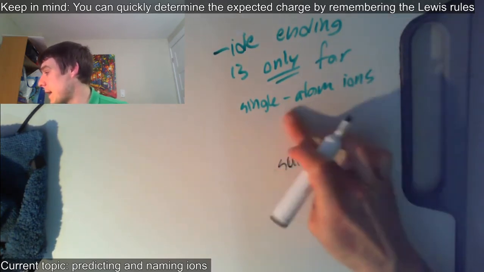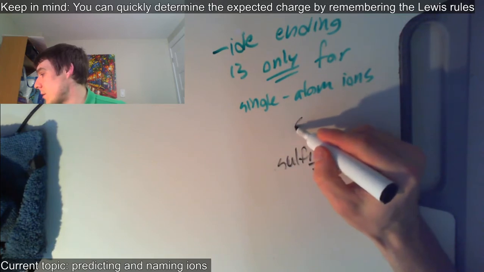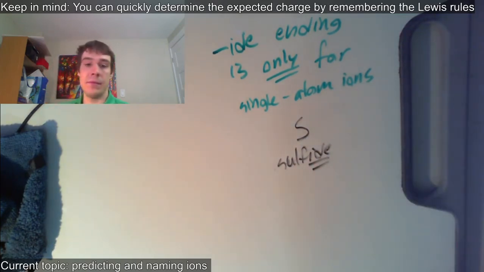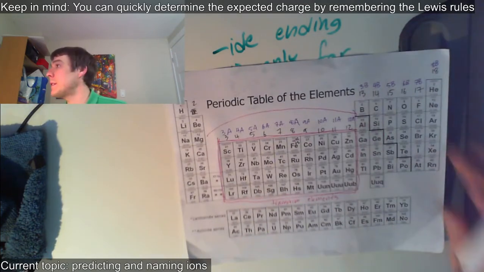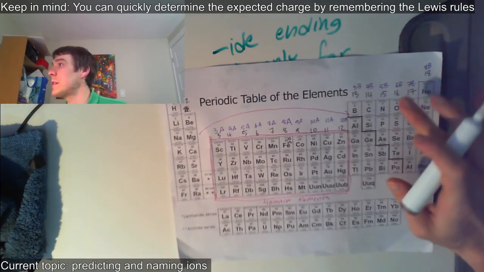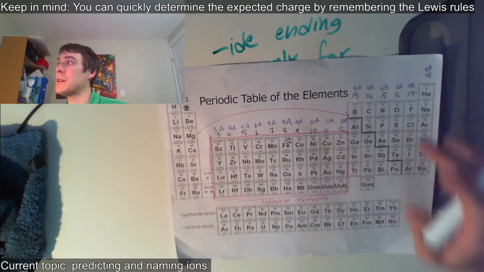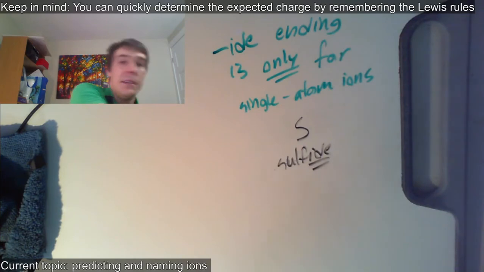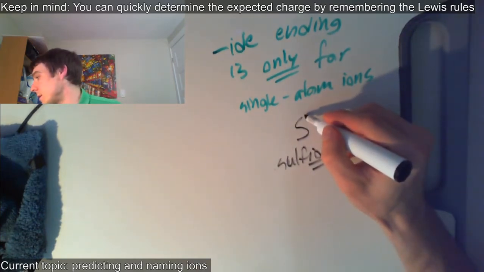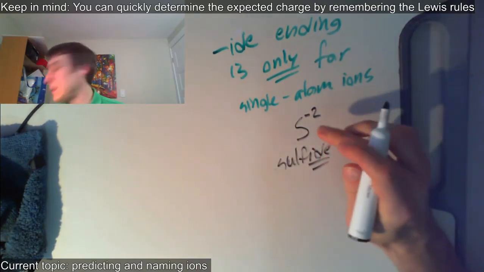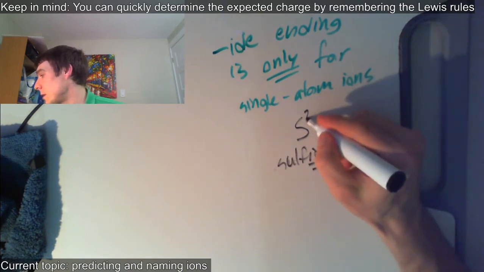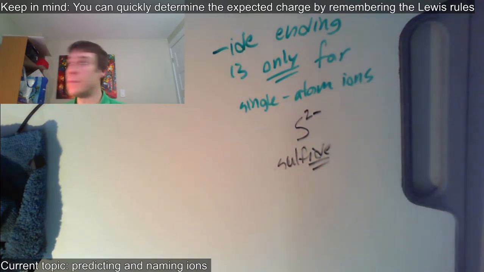So sulfide, because it's an IDE, it must only be sulfur. Only sulfur, just one sulfur, that's it. That's what the "ide" ending tells us as chemists. When we look at sulfur here it is, sulfur, group 16, 2 away from argon, and that means that it would have a charge of -2. You can write -2 or you can write 2 minus. It's up to you.